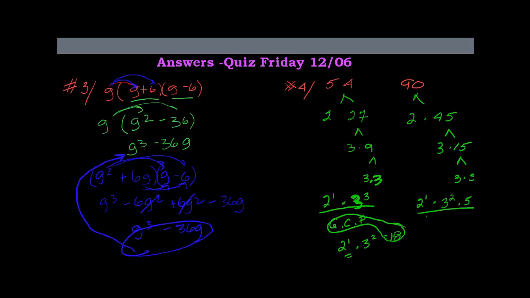Over here, the least common multiple, we take every prime factor between these two to the highest. So every prime factor would be 2 and 3 and 5. Take the highest exponent. So 2, the highest exponent is 1. 3, the highest exponent is 3. Highest exponent of 5 is 1. 2 times 27 times 5 is 270.